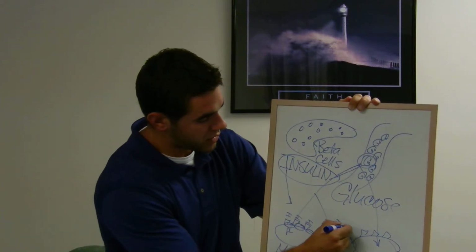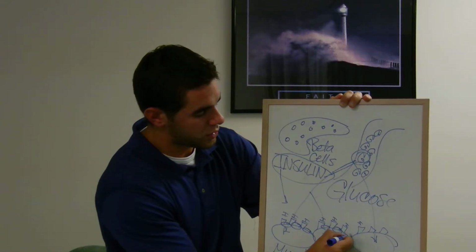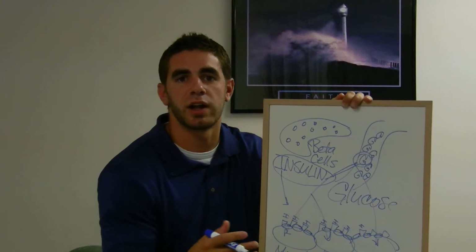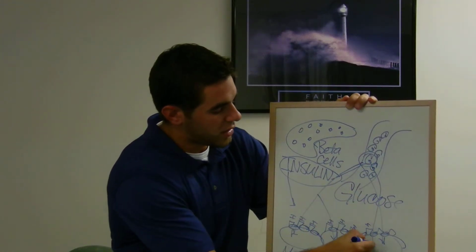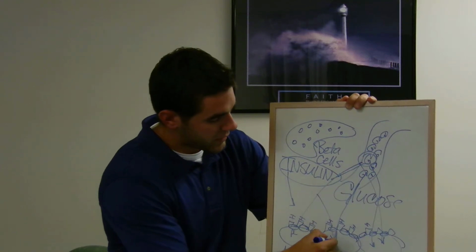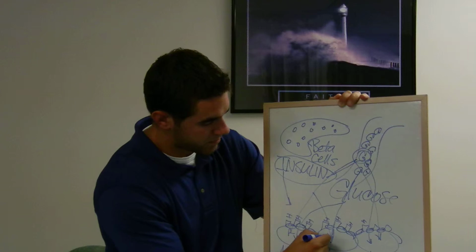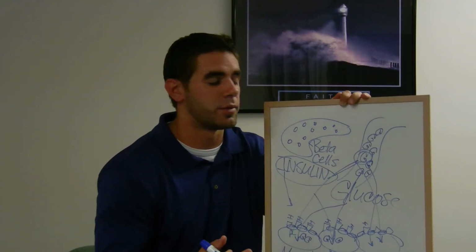So as all the insulin binds, there are glucose transporters that come to the surface of these cells, basically tunnels providing an entrance for the glucose. So then the glucose is going to come out of the blood and into the cells through these little tunnels. And that's what normally happens, that's what should happen.